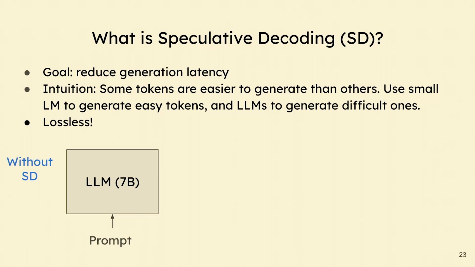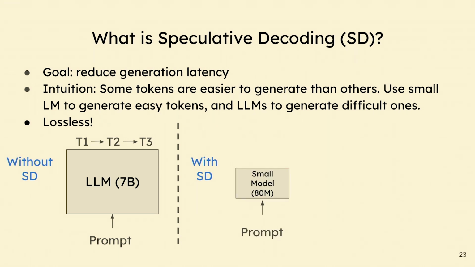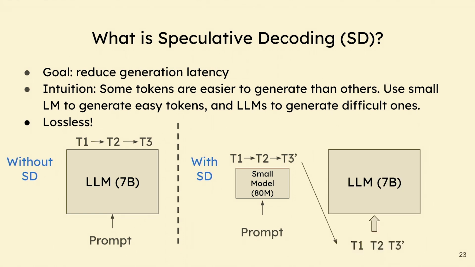To give you a more concrete example: given a prompt, without speculative decoding, we generate tokens one by one, auto-regressively. But with speculative decoding, we send the prompt into a small model first, and the small model proposes tokens auto-regressively. It will say the output might be T1, T2, T3 prime, and then it sends those tokens to the large model for verification. The large model verifies the correctness of those proposed tokens.